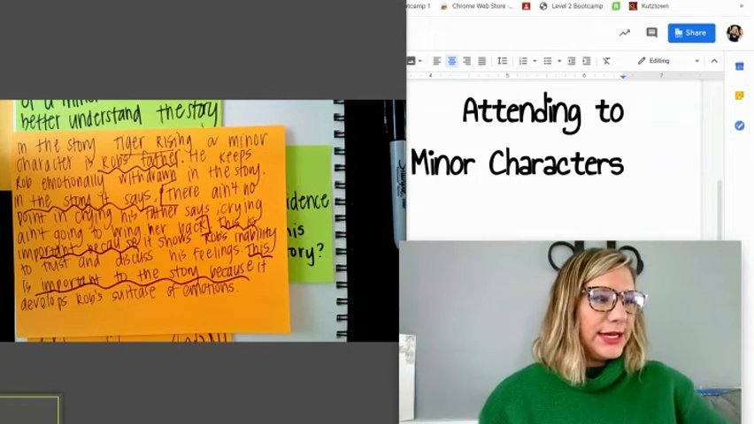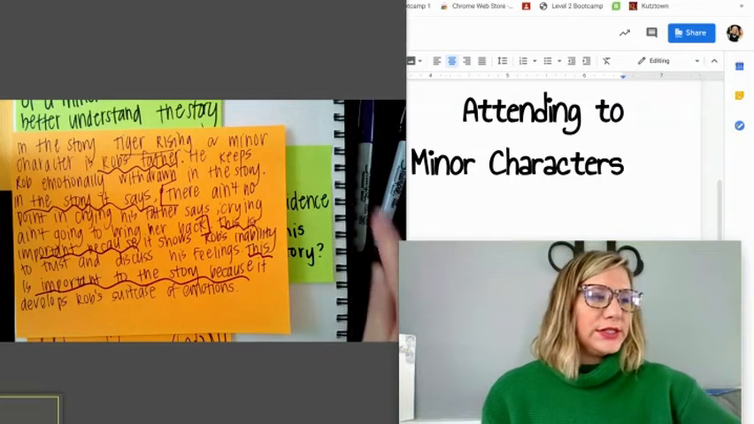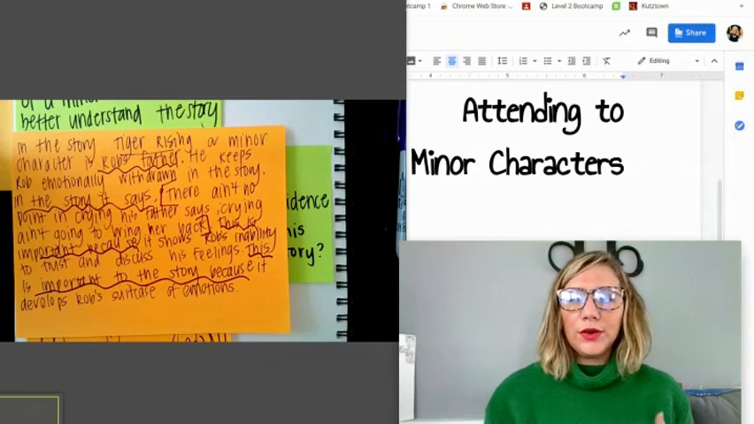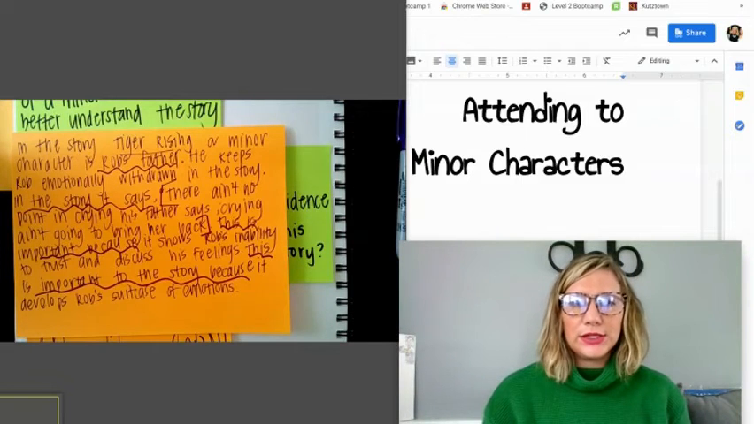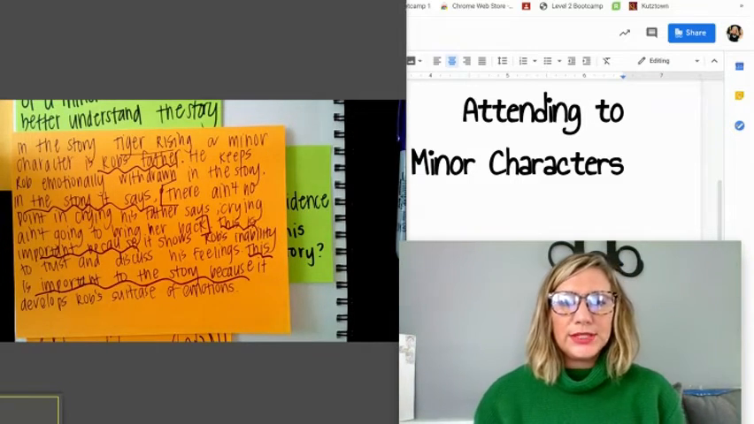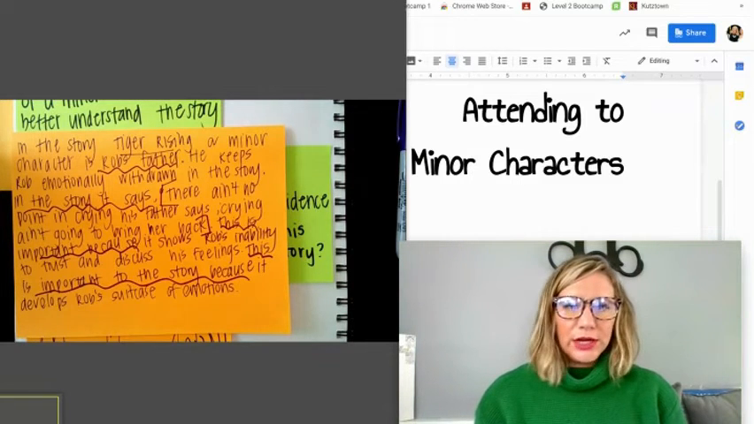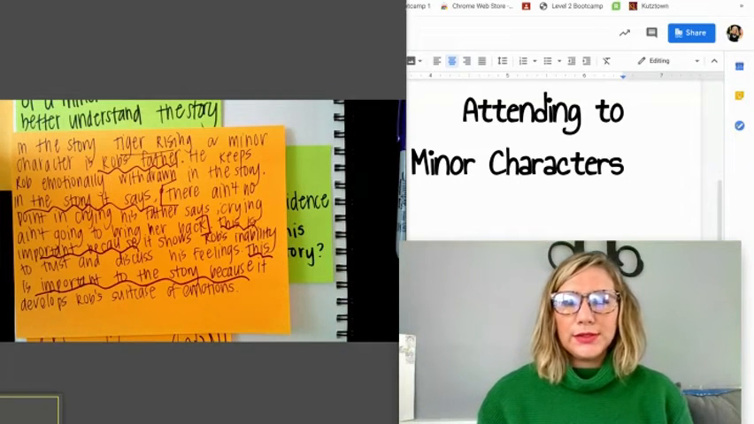So really understanding how minor characters can play a role in the story and that they're not just there for no reason. Rob's dad doesn't say these things and act the way he does for no reason. Understanding Rob's dad really helps us to understand Rob and why Rob is the way that he is.